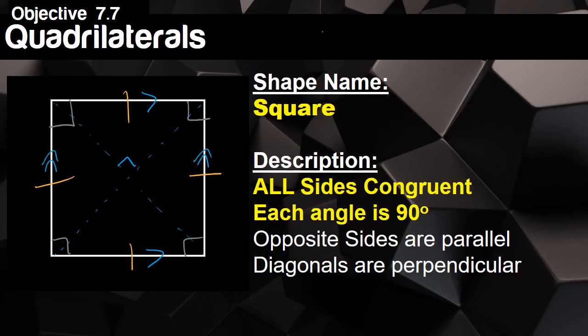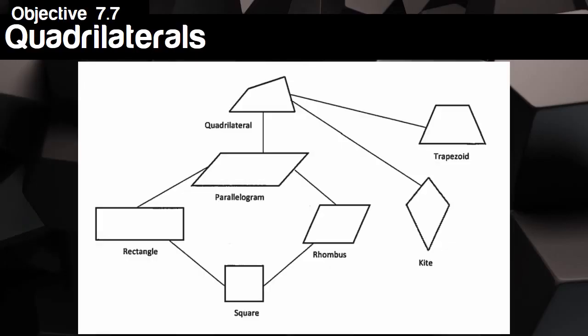So when we talk about squares, we can say that a square is always a rectangle because it has all the same features. We can say that the square is always a rhombus. We can say that the square is always a parallelogram and always a quadrilateral.